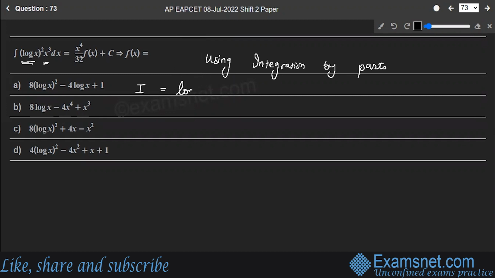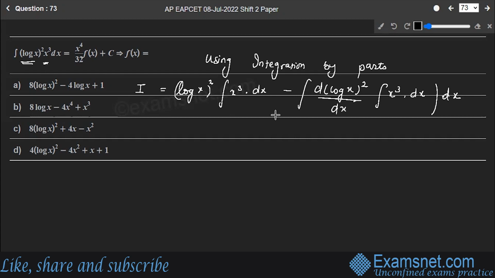So I is equal to log x square times the integral of x cube dx, minus the integral of d of log x square upon dx times the integral of x cube dx, whole dx, right? So I think I've put on all the brackets. No bracket is left. Yes, this one. Okay, so now let's solve it further.